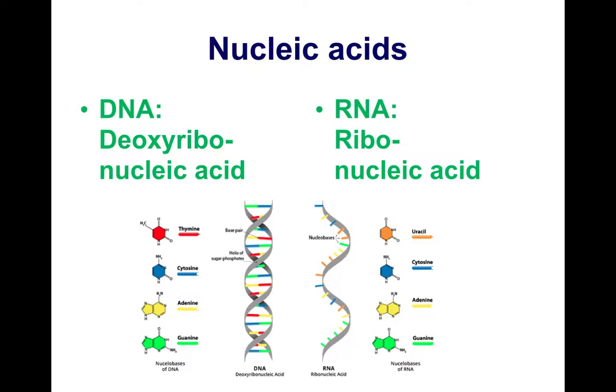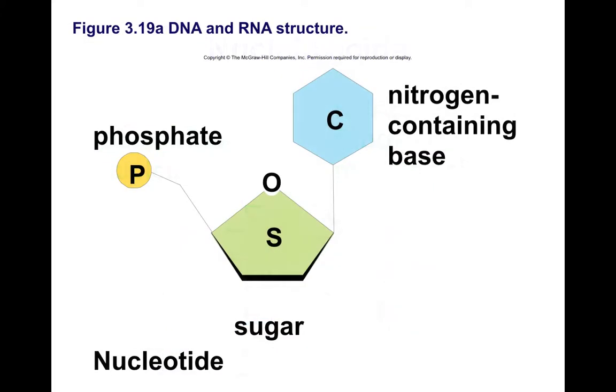So, DNA is the molecule that stores the genetic information, and RNA is the molecule that gets made as a copy of DNA and then goes on to help to make proteins at the ribosome. Let's have a look at the structure of these molecules in a little more detail, and let's go all the way to the monomer level.